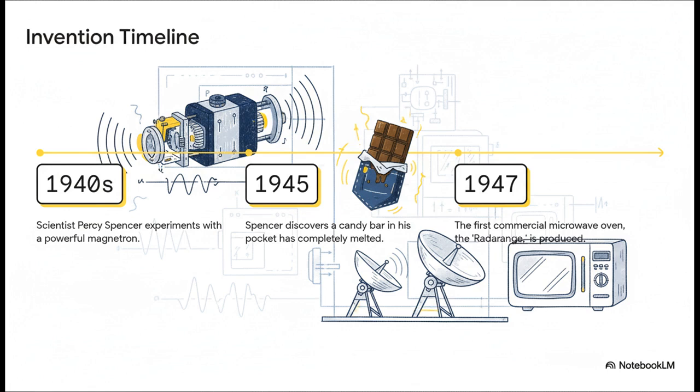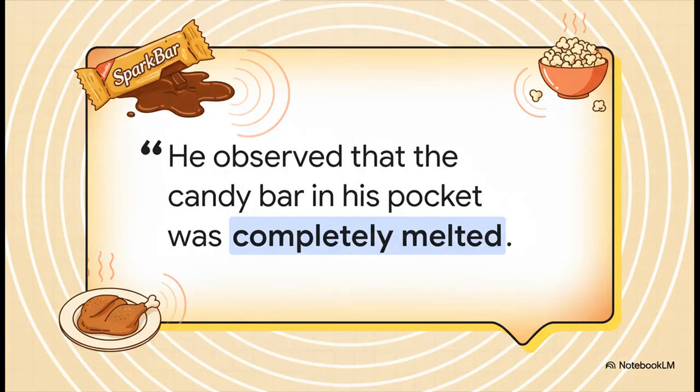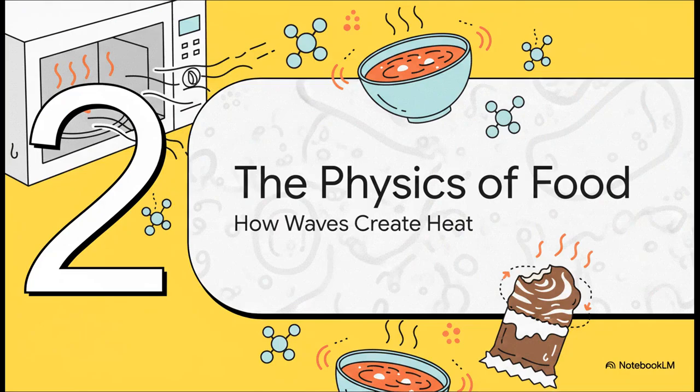One day in 1945, while he's testing this thing, he reaches into his pocket and notices something odd. And there it is. That's the aha moment. The candy bar in his pocket had turned into a gooey mess. It wasn't some grand experiment. It was just a simple, sticky observation. But that observation sparked a genius idea. If these invisible waves can melt a candy bar through my pocket, what else can they do? Could they cook food?